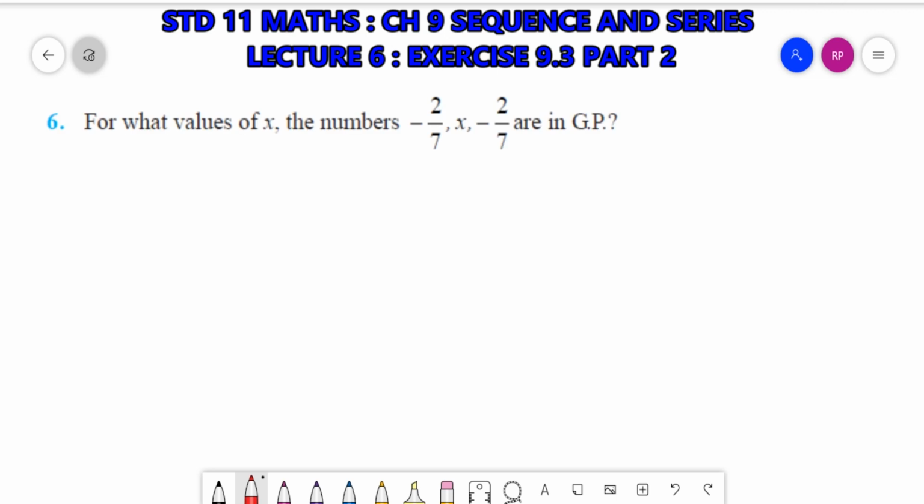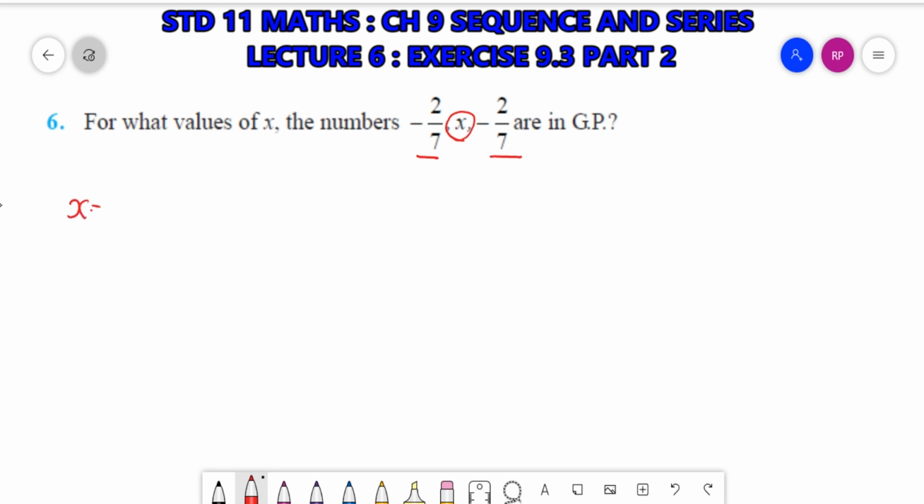Question number 6. For what values of x the numbers minus 2 by 7, x and minus 2 by 7 are in GP? Now see here, when there is arithmetic mean, when you take alternate numbers, then the average will be the number between them. Here you have to take the square root of the alternate numbers, so you will get the number between them. That is called geometric mean. So now, if we multiply minus 2 by 7 and minus 2 by 7 and take the square root, we will get the geometric mean, meaning the number between these two.